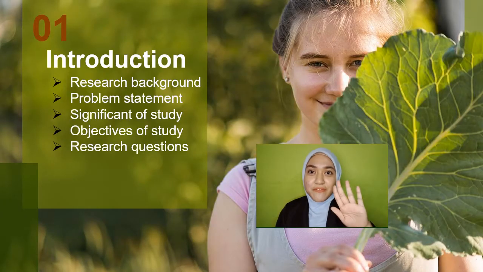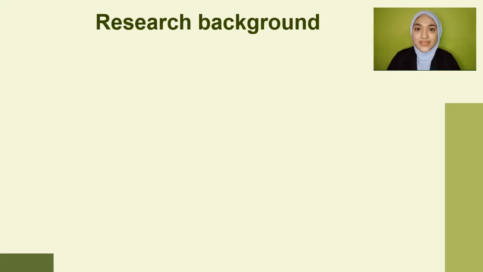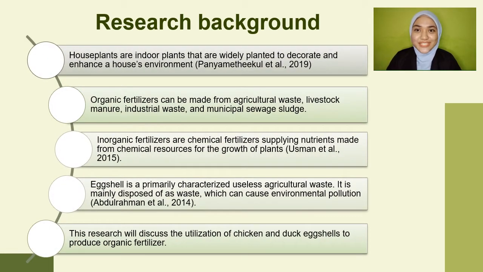There are 5 subtopics under introduction, which are research background, problem statement, significance of study, objective of study, and research questions. First thing first, let's have a look at the research background. Every type of plants, including houseplants, requires fertilizer for development and growth. So, what is houseplant? Houseplants such as snake plants, aloe vera, peace lily, and spider plants are indoor plants that are widely planted to decorate and enhance a house environment.